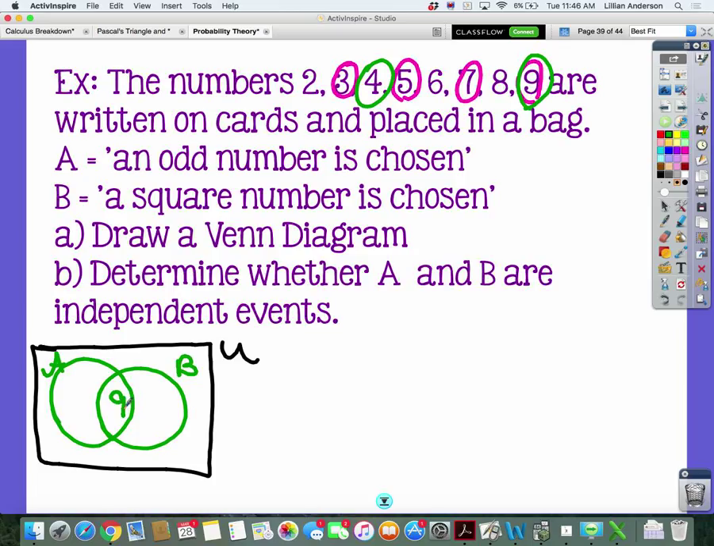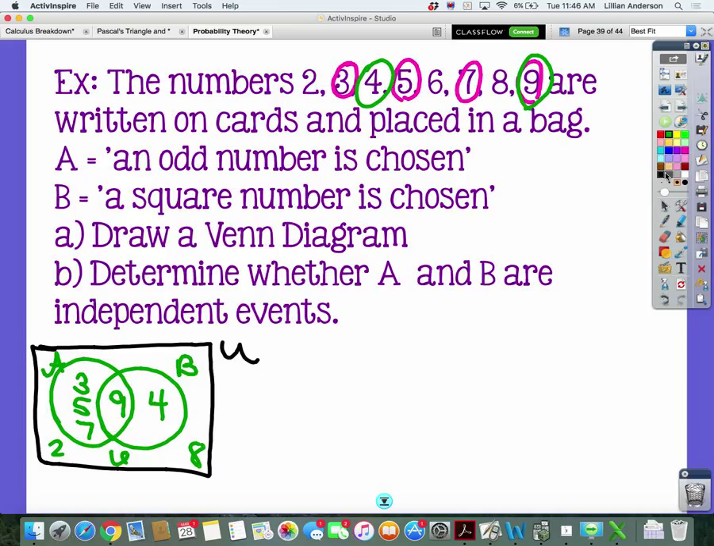What's going to be just in A? 3, 5, 7. What's going to be just in B? 4. What's going to be on the outside? 2, 6, 8. So there's the Venn diagram that basically represents this information.